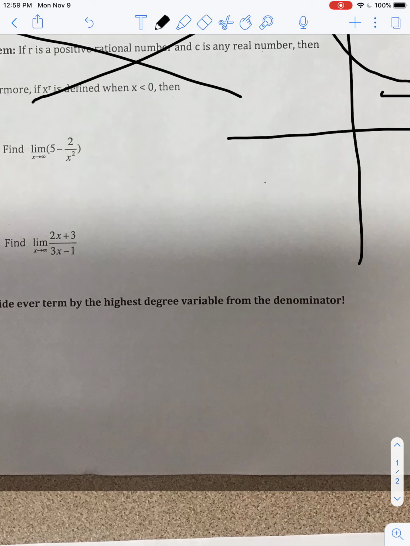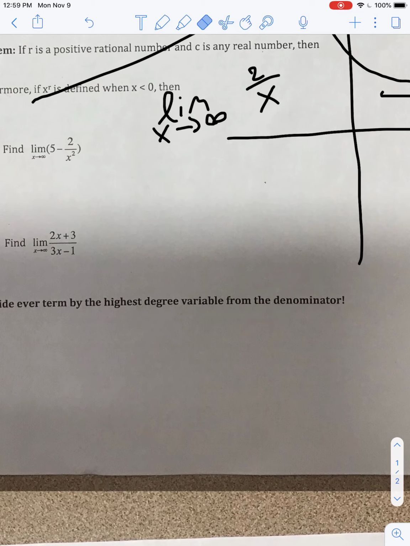Actually, before I start, I just want you to think about this. If I had the limit as x goes to infinity of 2 over x, I want you to think about what this would get closer and closer to, which is really a big part of the lesson. So you can't technically plug infinity in for x, right? But you could think about what happens as this denominator gets bigger and bigger, as big as it possibly can, getting closer to infinity. Think about what this fraction is getting closer and closer to.